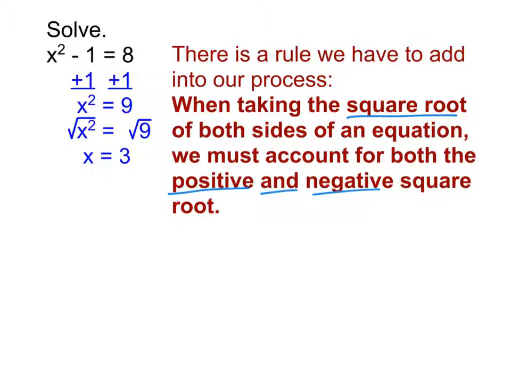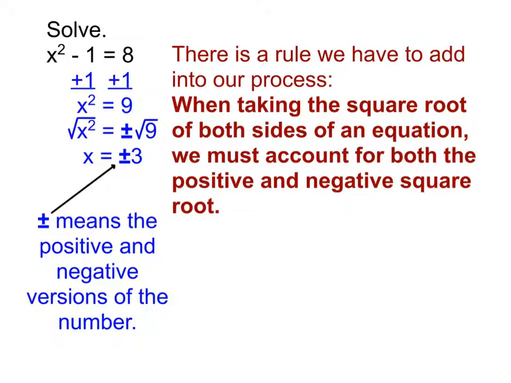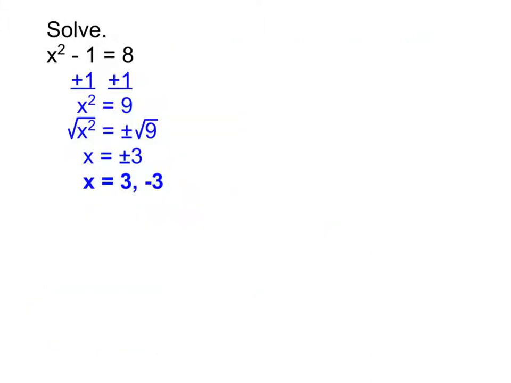Instead of just square root of 9, x equals 3, what we do is we write plus or minus square root of 9. When you see that plus or minus, it actually means both the positive and negative versions of that number. So when you see x equals plus or minus 3, what that really means is x equals 3 and x equals negative 3. And so then this is how we'd actually present our answer. We'd say then x equals 3, comma, negative 3.